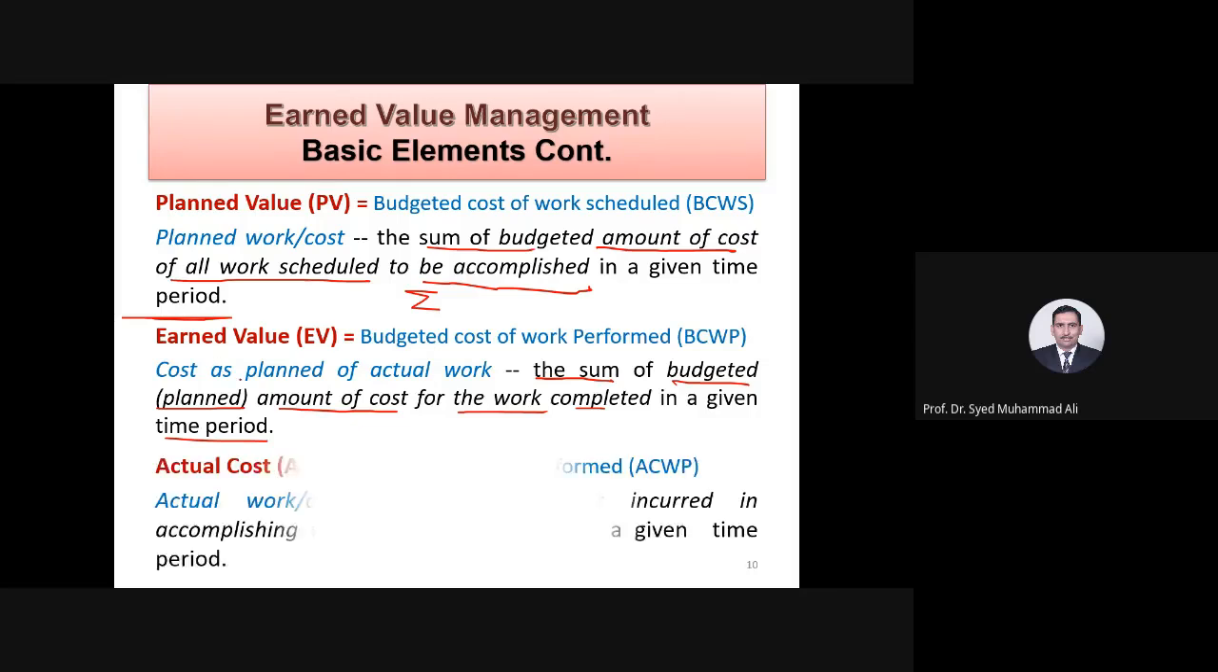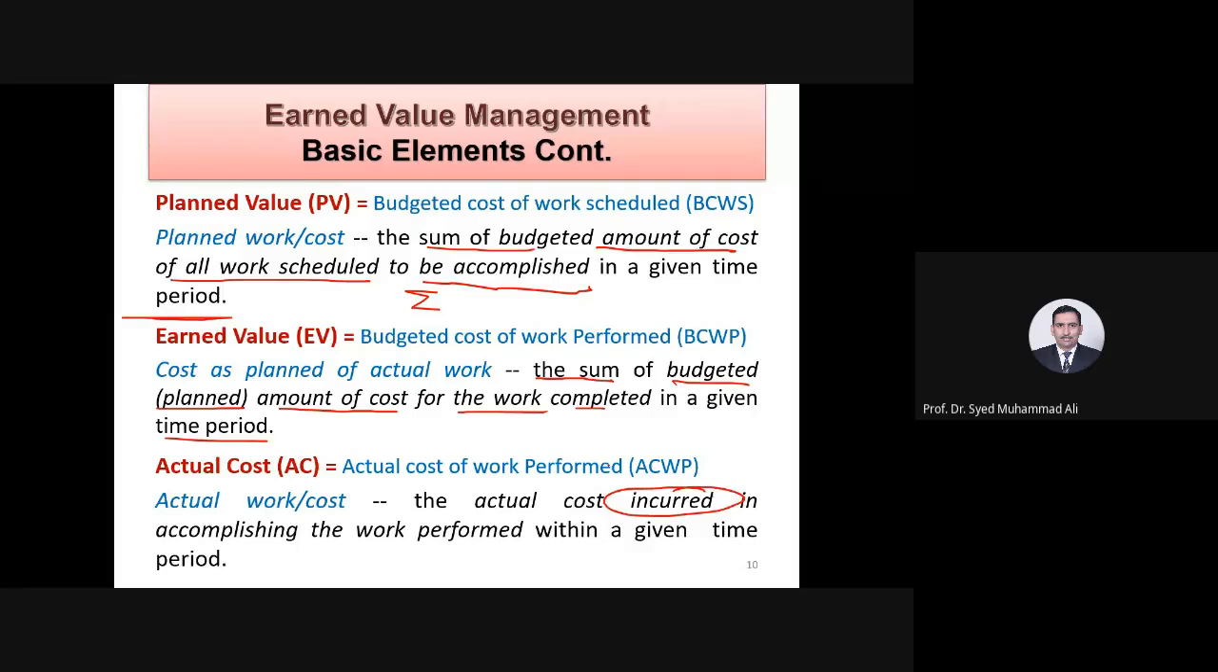And what is the third one? Actual cost. The actual cost incurred. What is the meaning of incurred? Shahrukh. Yes, sir. What is the meaning of incurred? Sorry, sir. No idea. Okay.